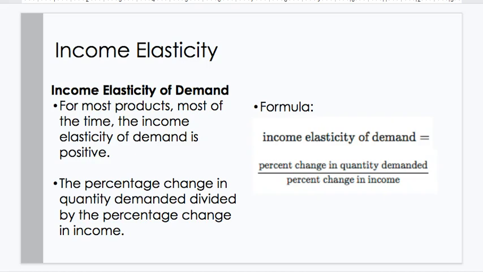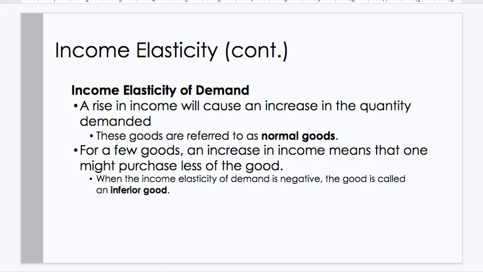So for income elasticity of demand, for most products, most of the time, the income elasticity of demand is positive. It is the percentage change in the quantity demanded divided by the percentage change in income. Here's the formula. A rise in income will cause an increase in the quantity demanded. These goods are referred to as normal goods. For a few goods, an increase in income means that one might purchase less of the good. When the income elasticity of demand is negative, the good is called an inferior good. As your income goes up, you buy less of it because you can afford better.